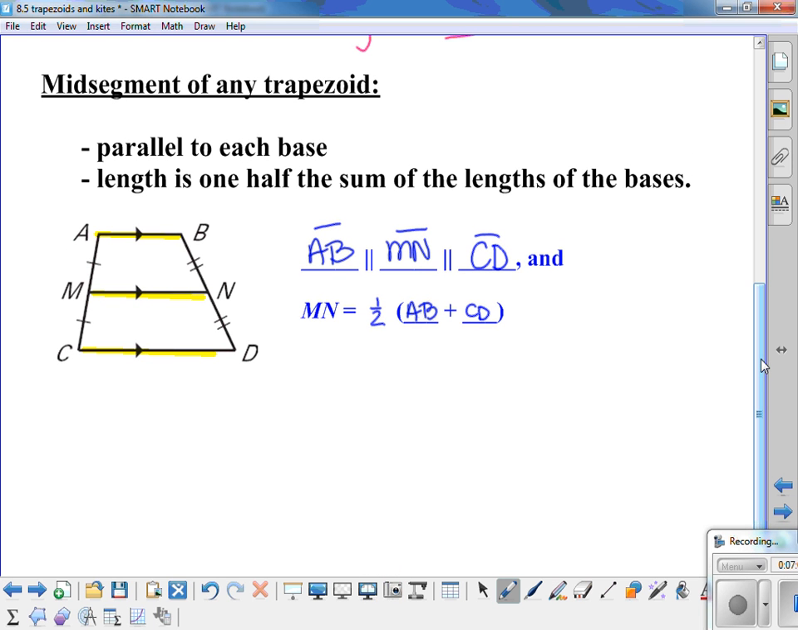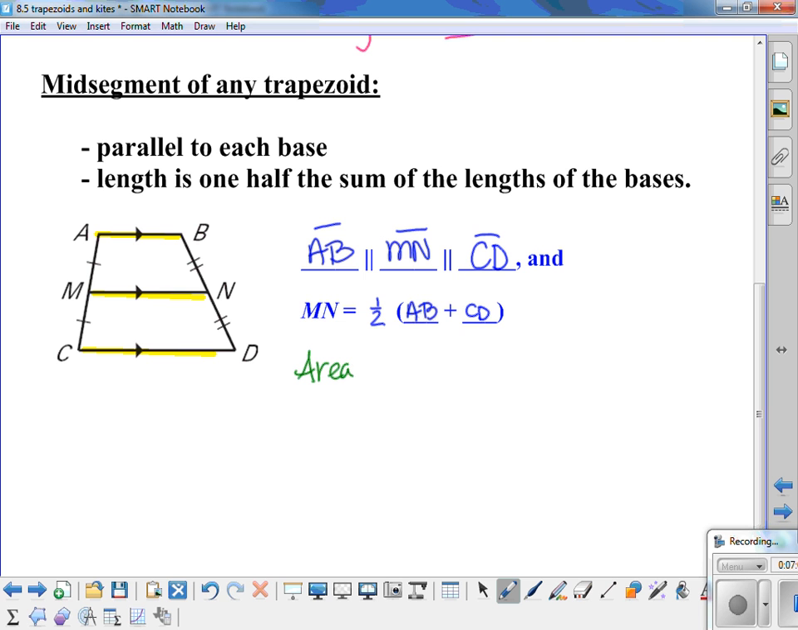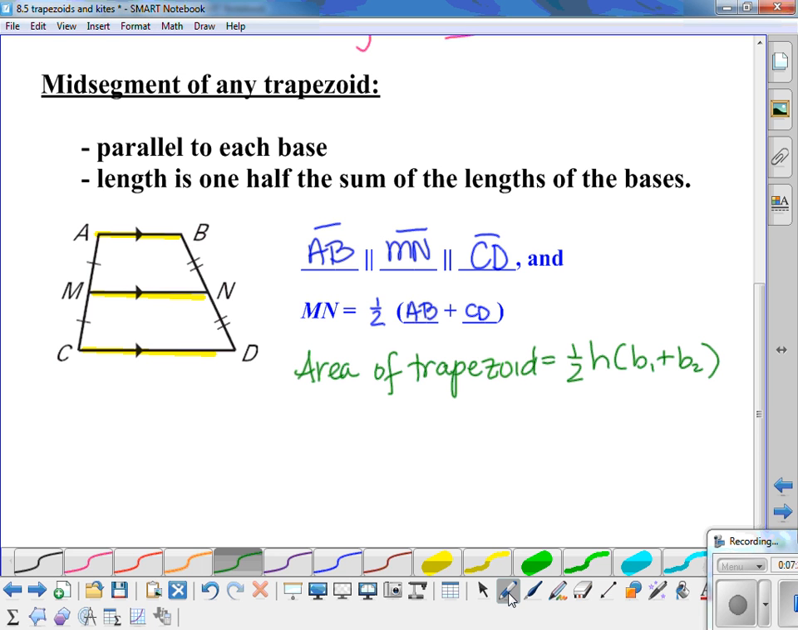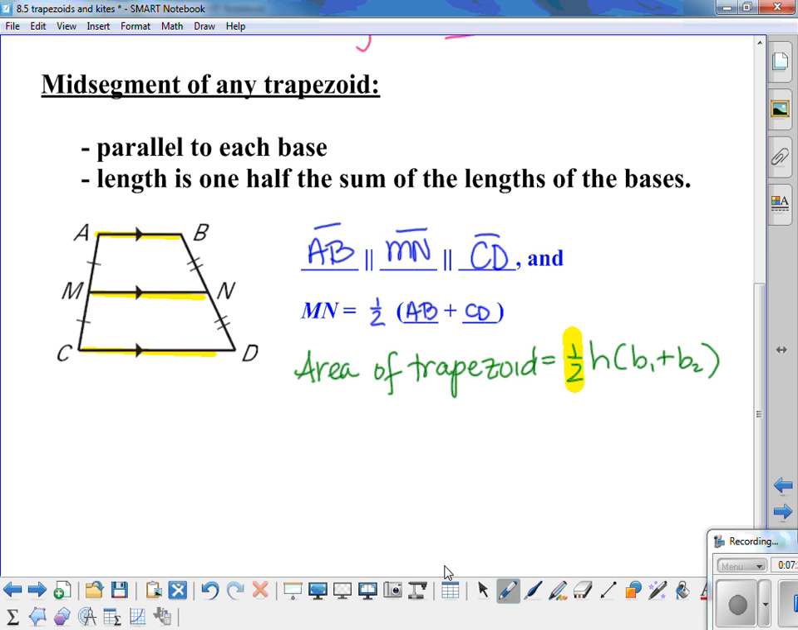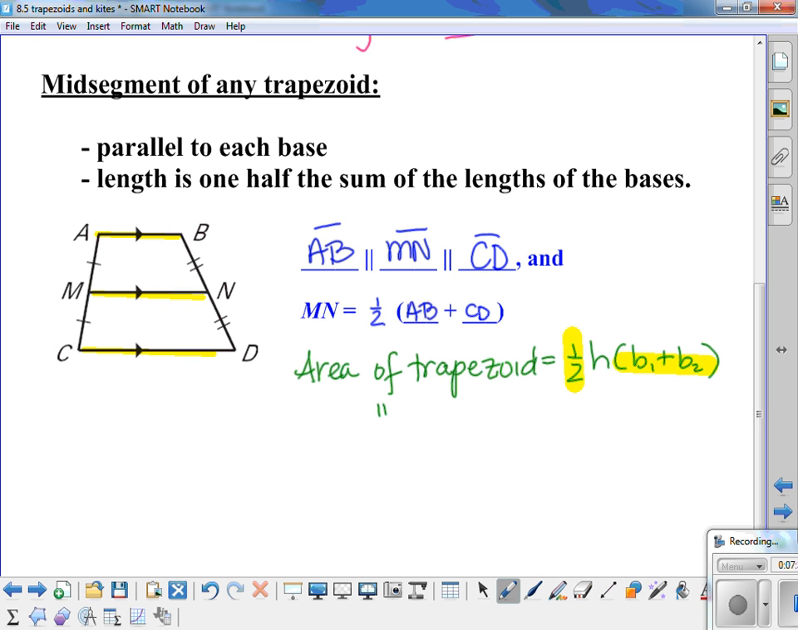Earlier in the year, we talked about area for a trapezoid. So you may recall the formula for the area of a trapezoid was 1/2 the height times base 1 plus base 2. Well, if you look at that formula, half of base 1 plus base 2 is the same as the midsegment. So another way that you can find the area of a trapezoid is it's actually going to equal the midsegment times the height.